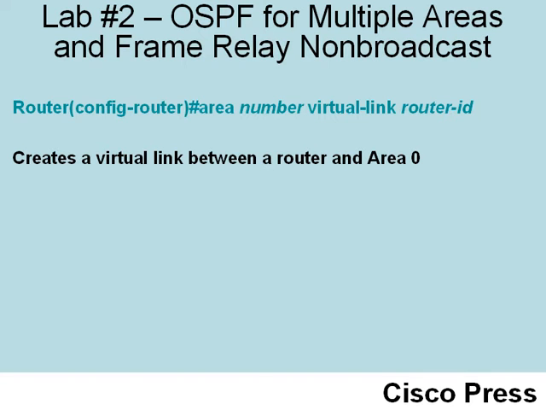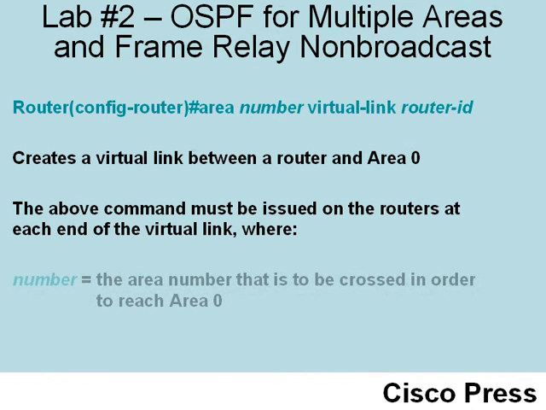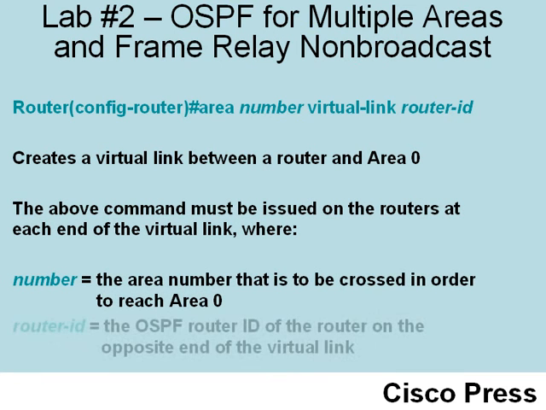What we're going to be doing, we're going to say in router configuration mode, area, we give the number of the area that we're crossing, the transit area if you will, followed by virtual-link, followed by a router ID. That's the router ID of the other router on the other side of this link. We're going to be issuing this command on both routers, the router on each side of that link. Again, the number, that's the number of the area that we're crossing, and the router ID, that's the router ID of the router on the other side of the link.